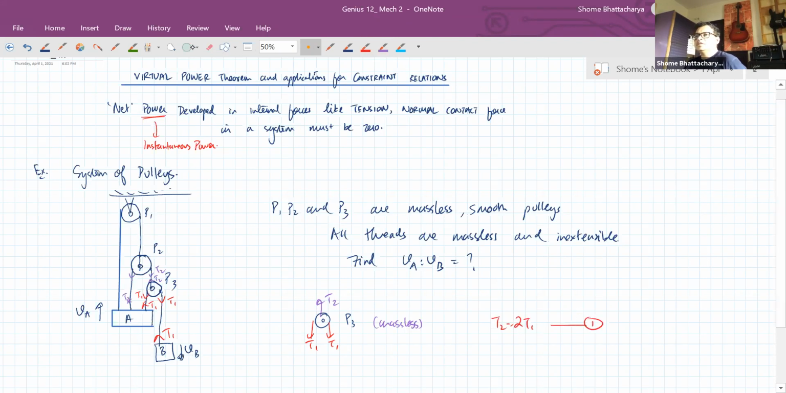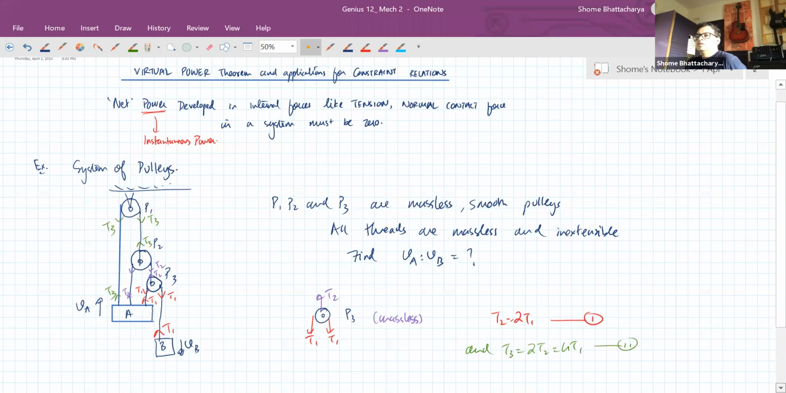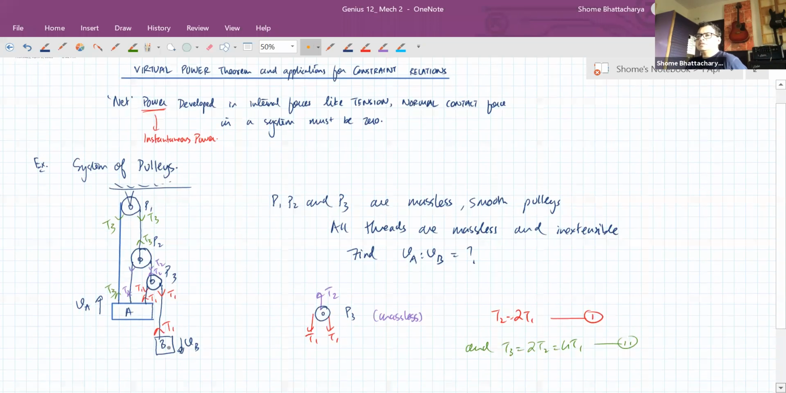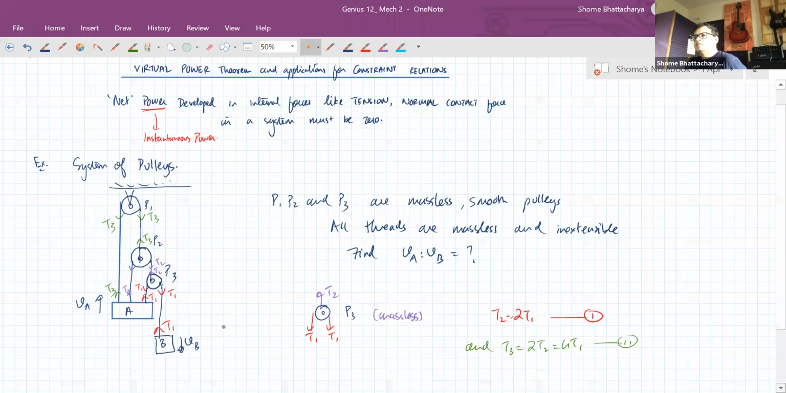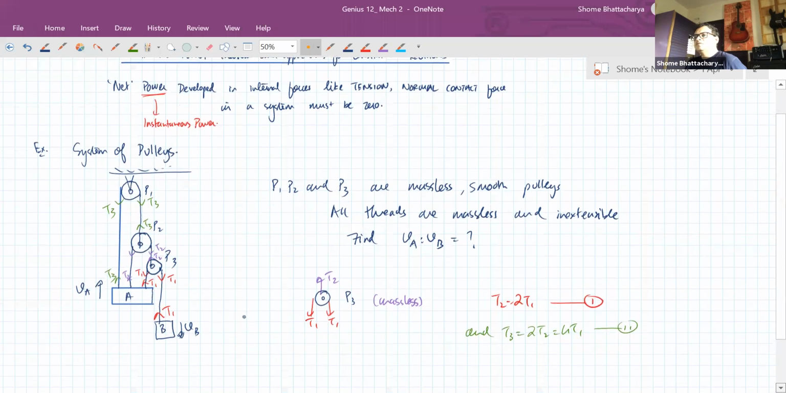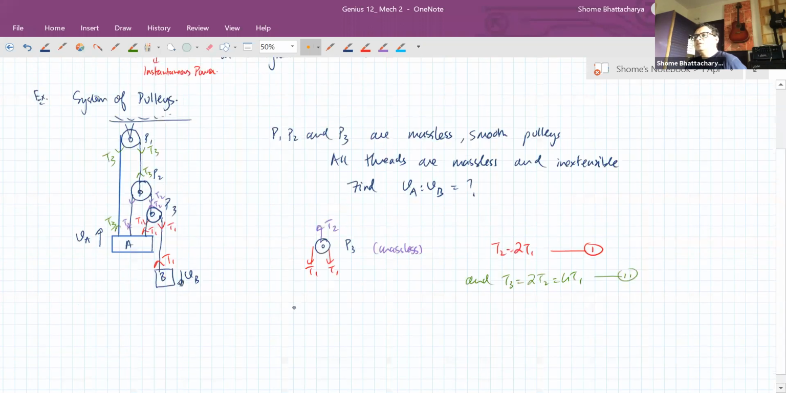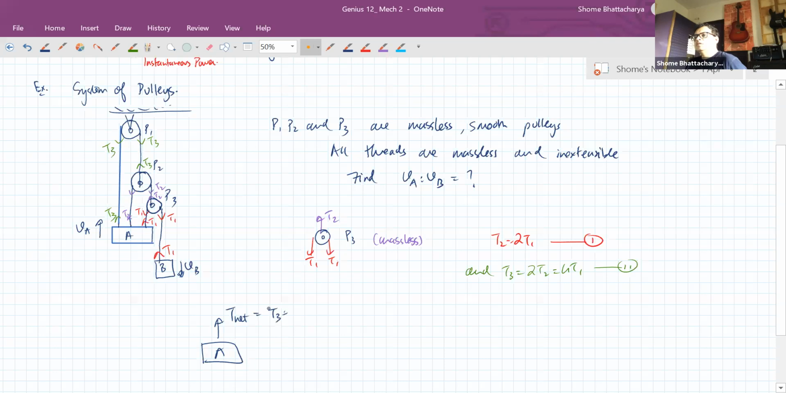And like that, suppose the tension in this other thread is T3. Okay, then further, similarly, T3 becomes twice of T2, or 4 times T1. Okay. Now we can see that as far as the block A is concerned, there is a net tension of T3 plus T2 plus T1. So that will be 7 T1 acting on it.